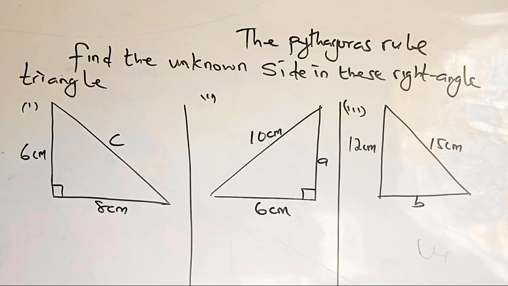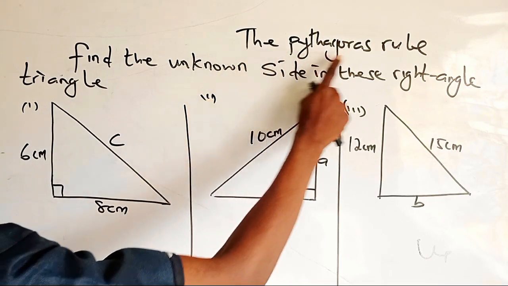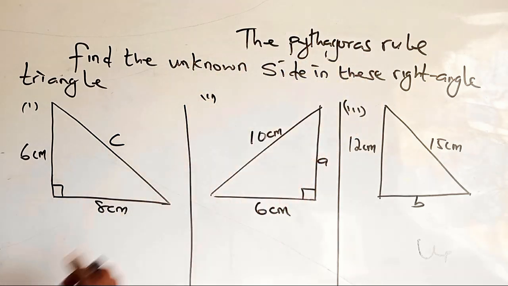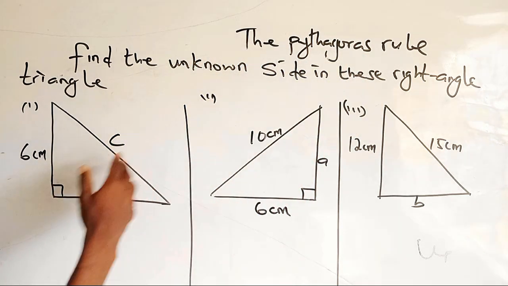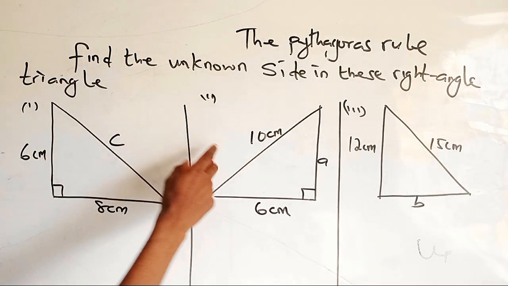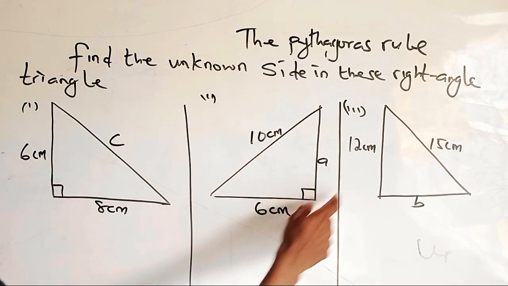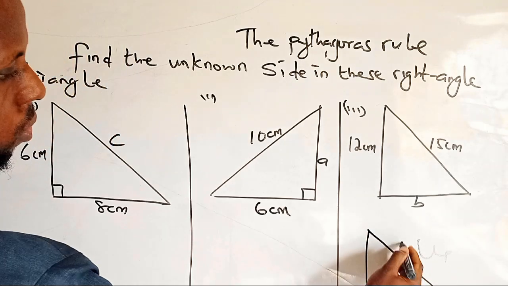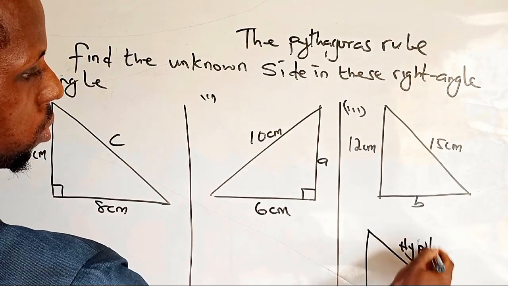Hello everyone. Today we'll be working on the Pythagoras rule. Pythagoras rule, what does it entail? Pythagoras rule is all about the three sides of a right angle triangle, where we have the hypotenuse, which is the longest side of the right angle triangle.